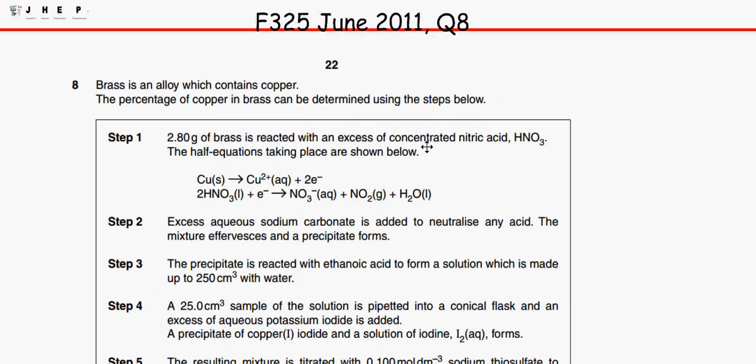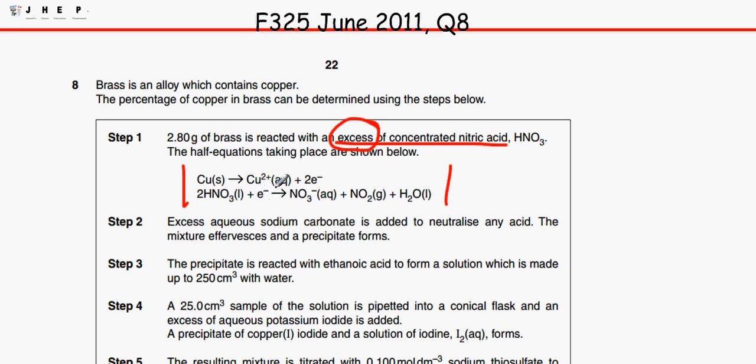So the first thing we've got to do is to have a look at step 1, and it says that we've got this mass of brass which reacted with an excess of concentrated nitric acid. And that's important. Excess is the important word for the next part. And we've got half equations over here. With these half equations, all we've got to do whenever we see that, is just join them together.